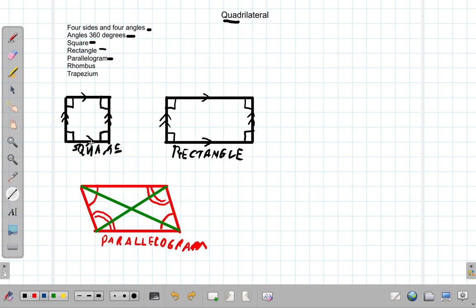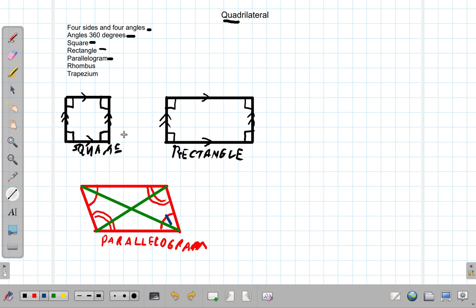Now let's look at the square before we move on. The square, it is a parallelogram, right? The two diagonals bisect each other. You have the four angles, this angle and this angle, the opposite angles must be equal. The opposite angles are equal, the opposite angles are equal.